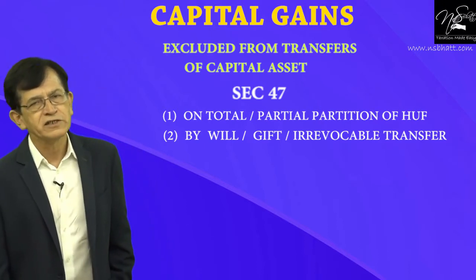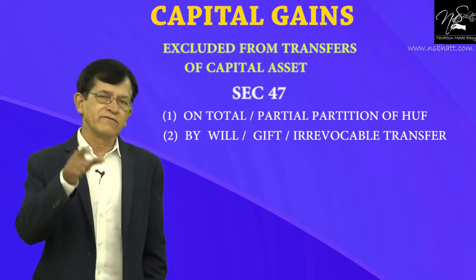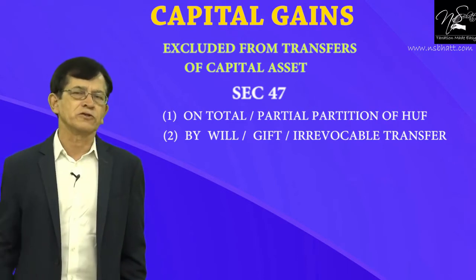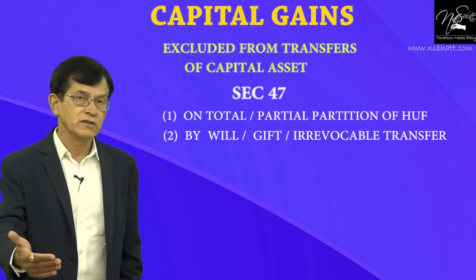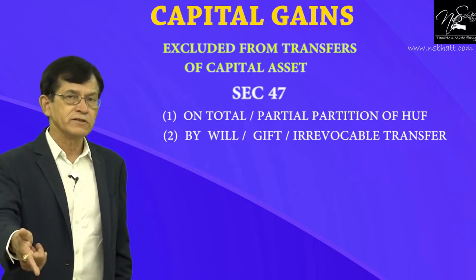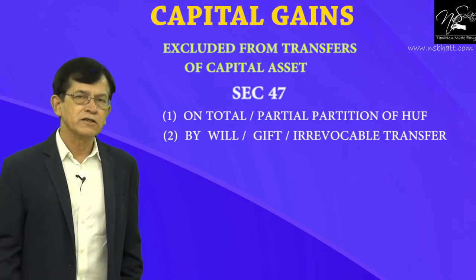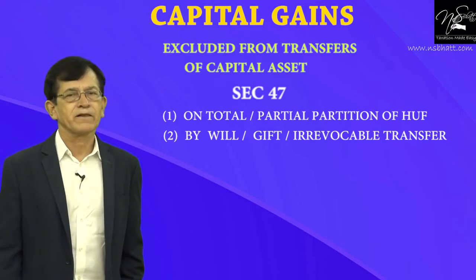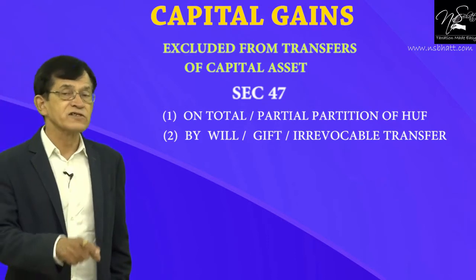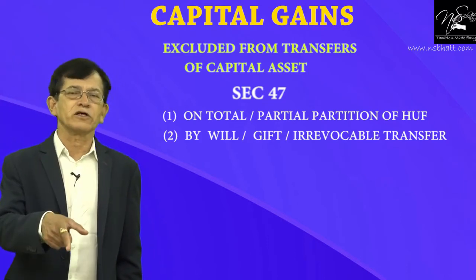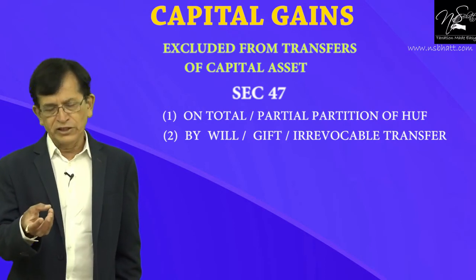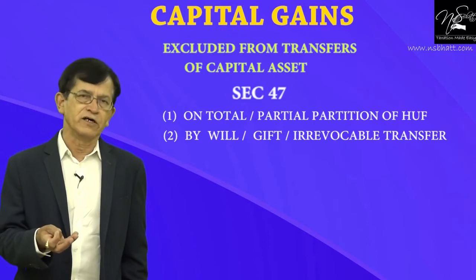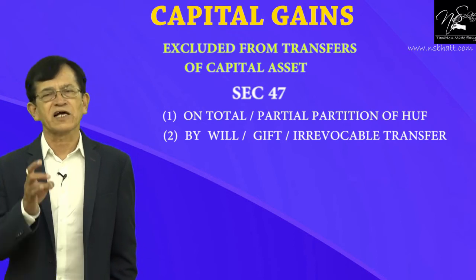Suppose tomorrow morning I say that I am transferring this asset and within 1 year you should get your mother cured of a particular disease. If you don't do that, after 1 year the property will belong to me. Then I am transferring, but on happening or non-happening of an event, I make a condition, the property should come back. Then this transfer is not an absolute transfer, it is a revocable transfer. And if the transfer is irrevocable, then it will not be called a transfer here. So, gifting by will or by irrevocable transfers, if the asset has been given, then it will not be taken as a transfer under section 47.